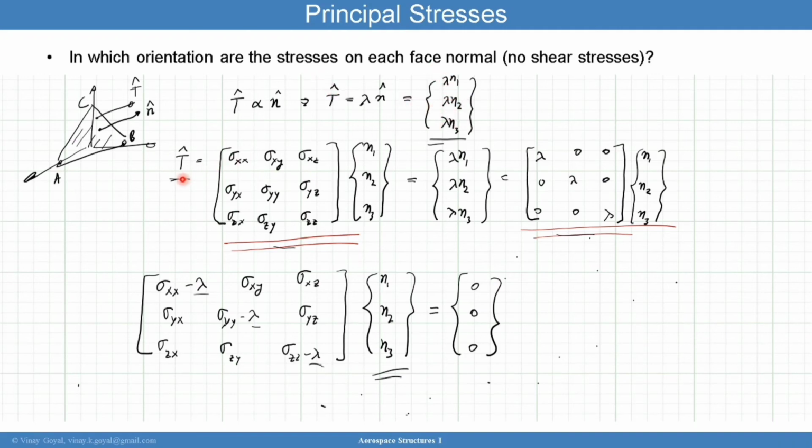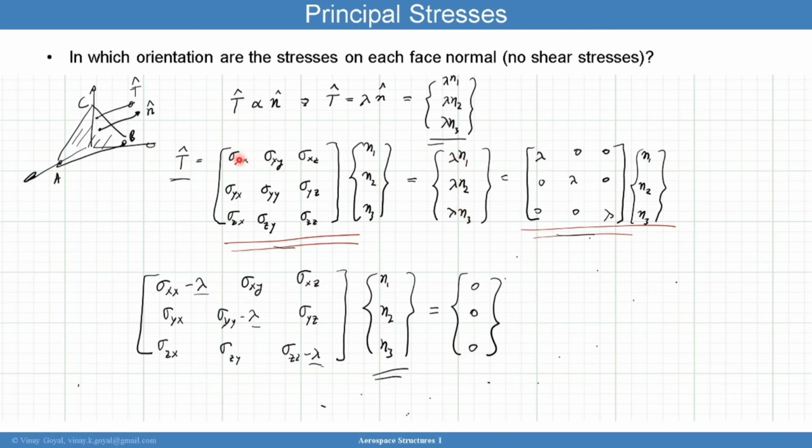But I also have Cauchy's relationship, which states that sigma xx, sigma xy, sigma xz times n1, n2, n3 gives me the first component. In this case, it is lambda n1. So I can multiply all this stuff out, but this is Cauchy's relationship. And this is equal to the right-hand side here. Remember, this relationship allows us to relate the tractions at a plane that's not aligned with the Cartesian system to the stress state that's described on a cube, right? So this is what this is giving us. And so this has to be equal to this relationship.